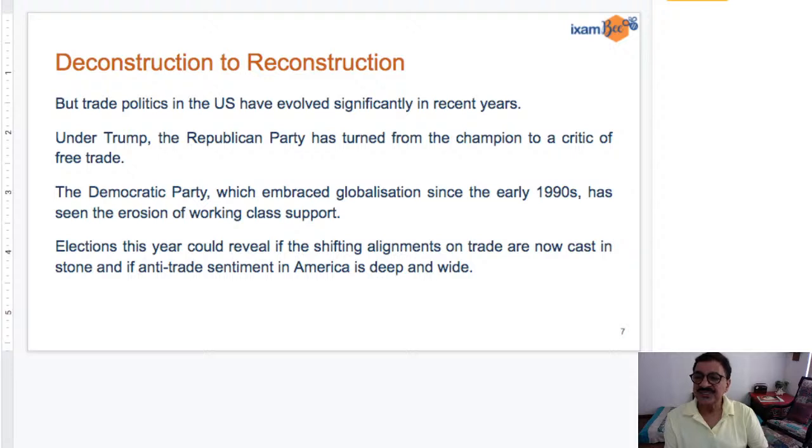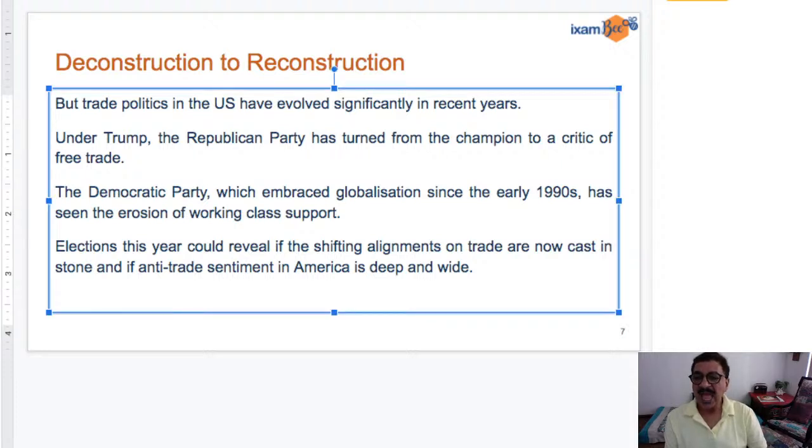So, first sentence said, but trade politics in the US have evolved significantly in recent years. So, what is important for you? Have evolved. Trade politics is what is being discussed. We are discussing trade politics. Trade politics have evolved in the US. The context is the United States of America.